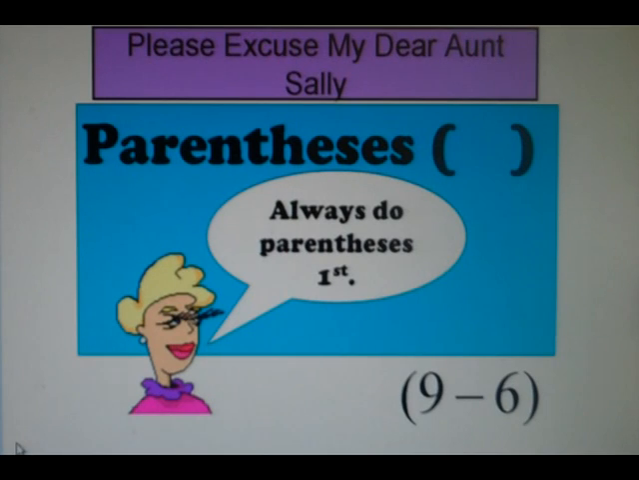Parentheses. This is what you need to do first. Find all the parentheses in the problem and simplify what is inside them first. In this situation, we need to subtract 9 minus 6, and we get 3.